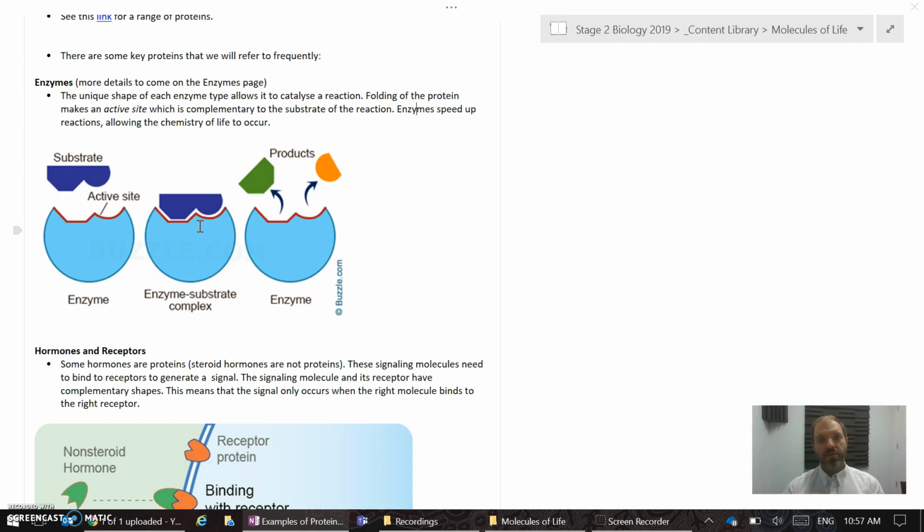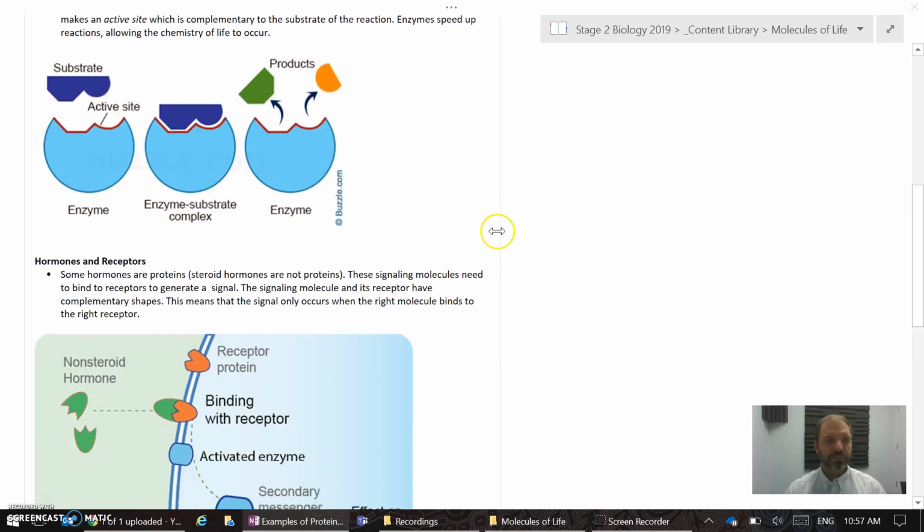Remember that the folding of a protein is not something fixed. It's determined by its environment as well. That could pull that substrate apart a little bit, weaken those bonds, and then split that into two products. So that's the way enzymes help reactions happen. A reaction is about making and breaking bonds, and the enzyme helps to make and break bonds.